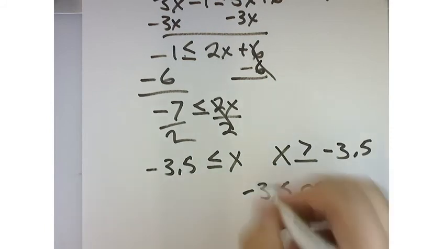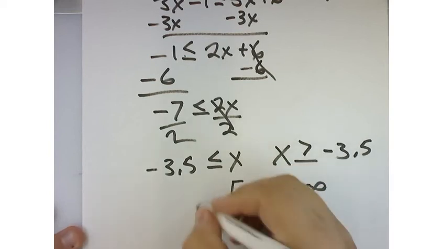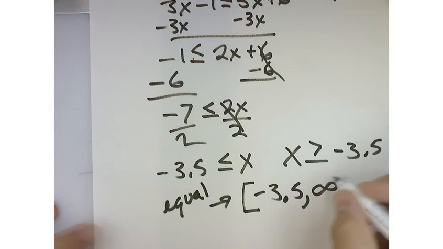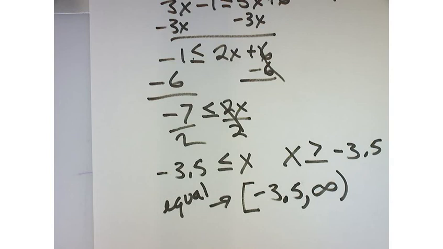Are we including negative 3.5 in our solution set? Yep, so I put a bracket. This is because we're saying equals. Now, infinity isn't really a number that we can reach, so we use a parentheses. Okay? So that's what we call the solution set.